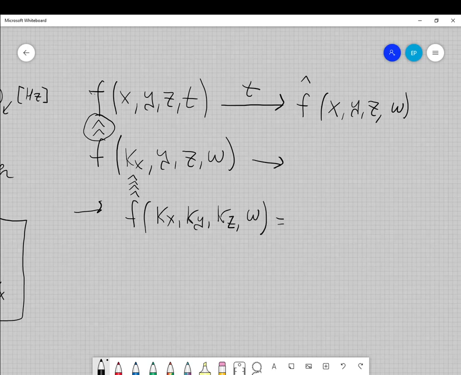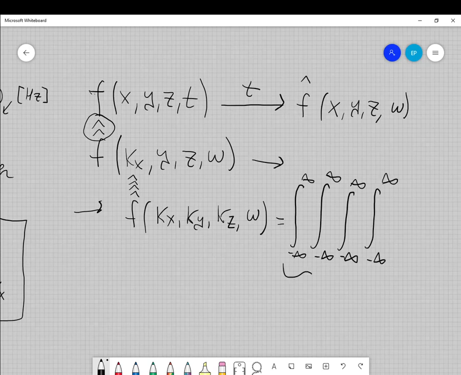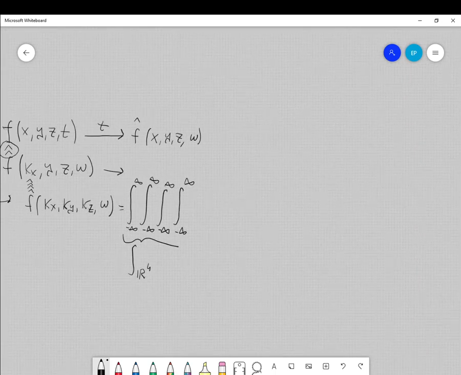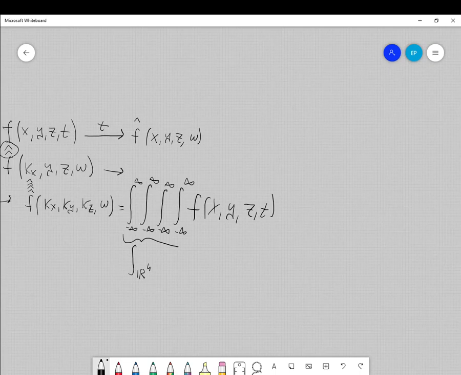This function here is just simply obtained by integrating 4 times from minus infinity to plus infinity the initial function f of x, y, z, and t. So I'm going to write it here. So this is the third integral, then we have a fourth integral. These 4 integrals could be simply replaced by an integral over R to the fourth. So let's zoom out a little bit to view it properly. Here we have f of x, y, z, and t. And here we just have the multiplication of 4 complex exponentials. So when we multiply 4 complex exponentials, we just simply add their arguments.